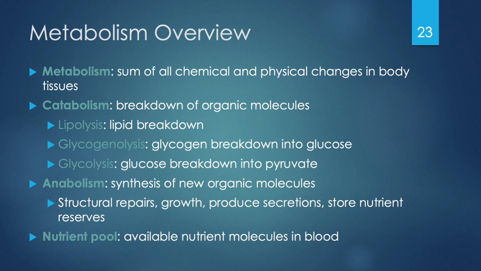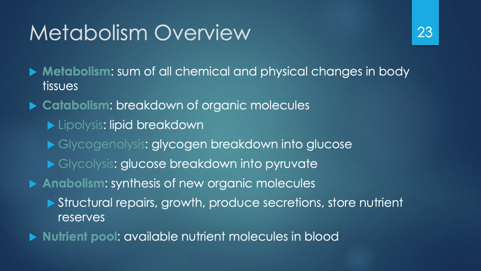So anabolism is really important because we synthesize new organic molecules all of the time, and this is important in creating structural repair for our tissues, allowing us to grow. Also, so that way our secretory cells can create different types of secretions, and further, it allows us to store nutrient reserves in times of either famine or just times of lack of a certain nutrient in our diets.